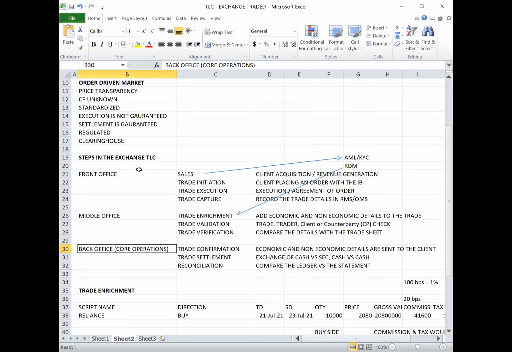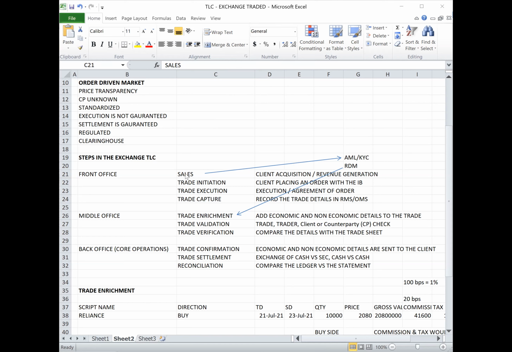So let's see how the trade life cycle works. Front office would take care of these steps. First is the sales, trade initiation, trade execution, and trade capture. Now let's go through these points one by one. Sales, we talked about it, right? Client acquisition, revenue generation. So the sales desk would do this job. The sales desk would connect with companies to advise them on various equity trades, M&A transactions. So they would try to get new clients, right?